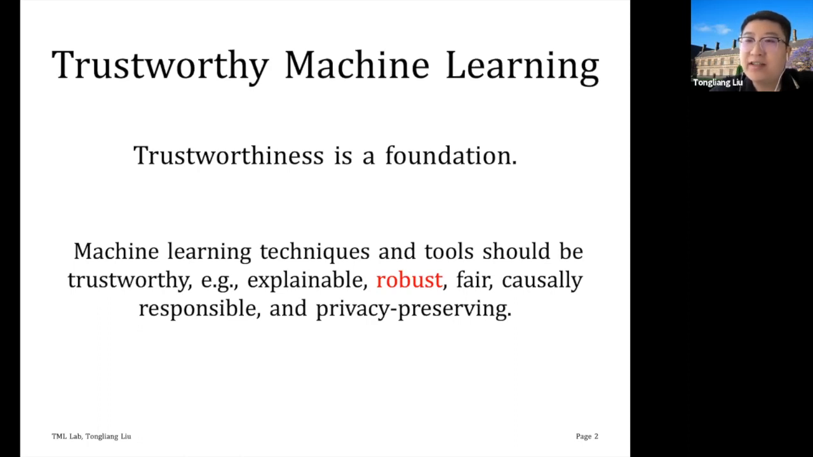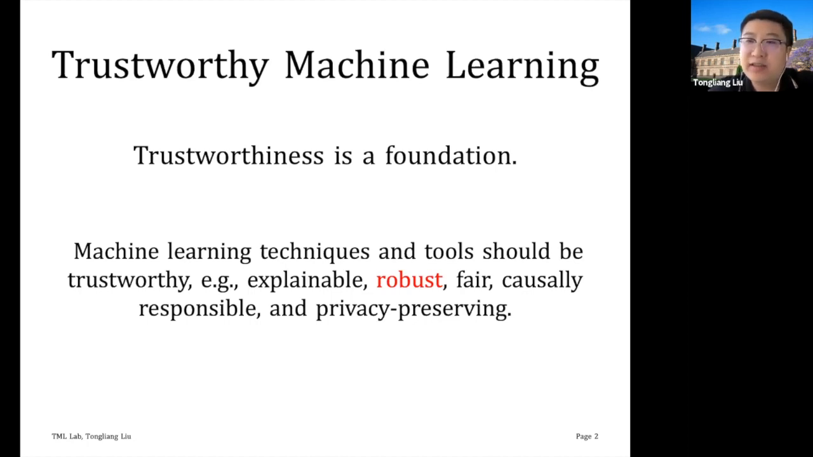So are you worried that your personal information will be abused by others? Or are you worried that the decisions made about you, especially when you are from a minority group, are not fair? So there are a lot of concerns when we use machine learning algorithms and tools. So trustworthiness is very important. It has many interpretations. For example, a trustworthy machine learning algorithm should be explainable, robust, fair, causally responsible, privacy preserving, and more.